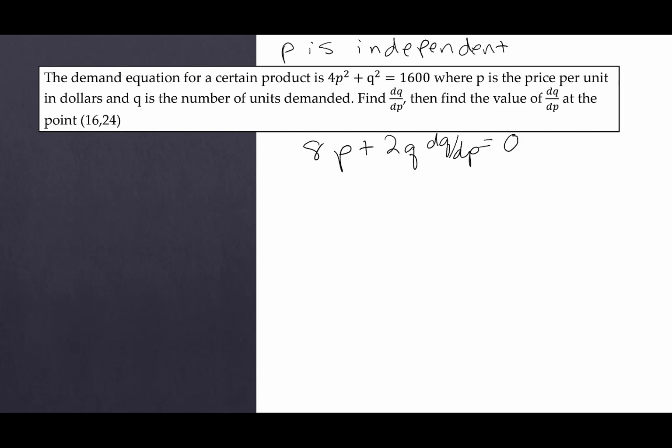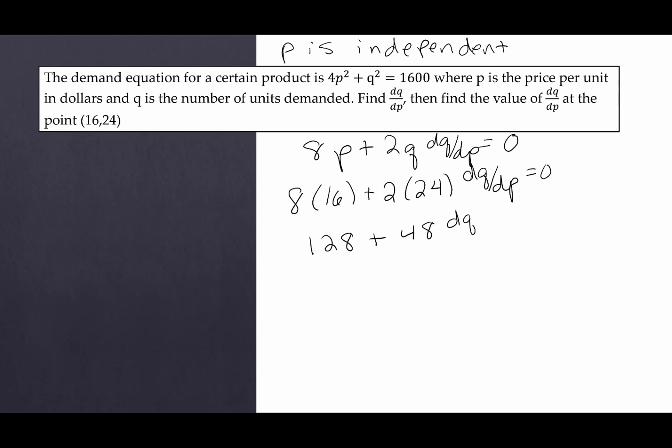Well, we have values, 16 and 24 to put in. I have 8, price was 16, plus 2 times q, which was 24. And then we're still going to find what happened to the quantity when we change the price. 8 times 16 is 128. 2 times 24 is 48. We still have dq/dp equals 0. I'm going to move the 128 over to the left, so I have 48 dq/dp equals negative 128. Divide by 48, we get negative 2.67.